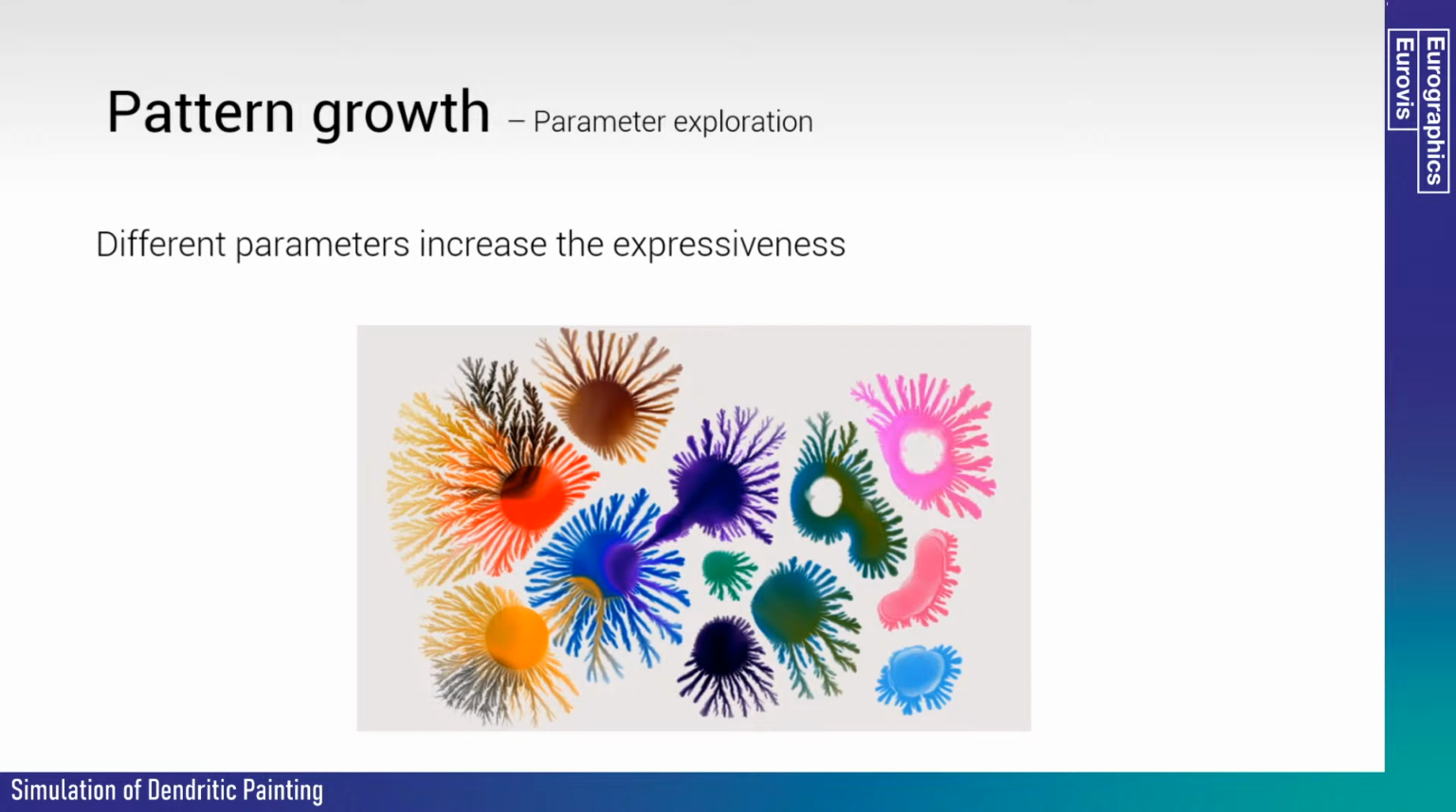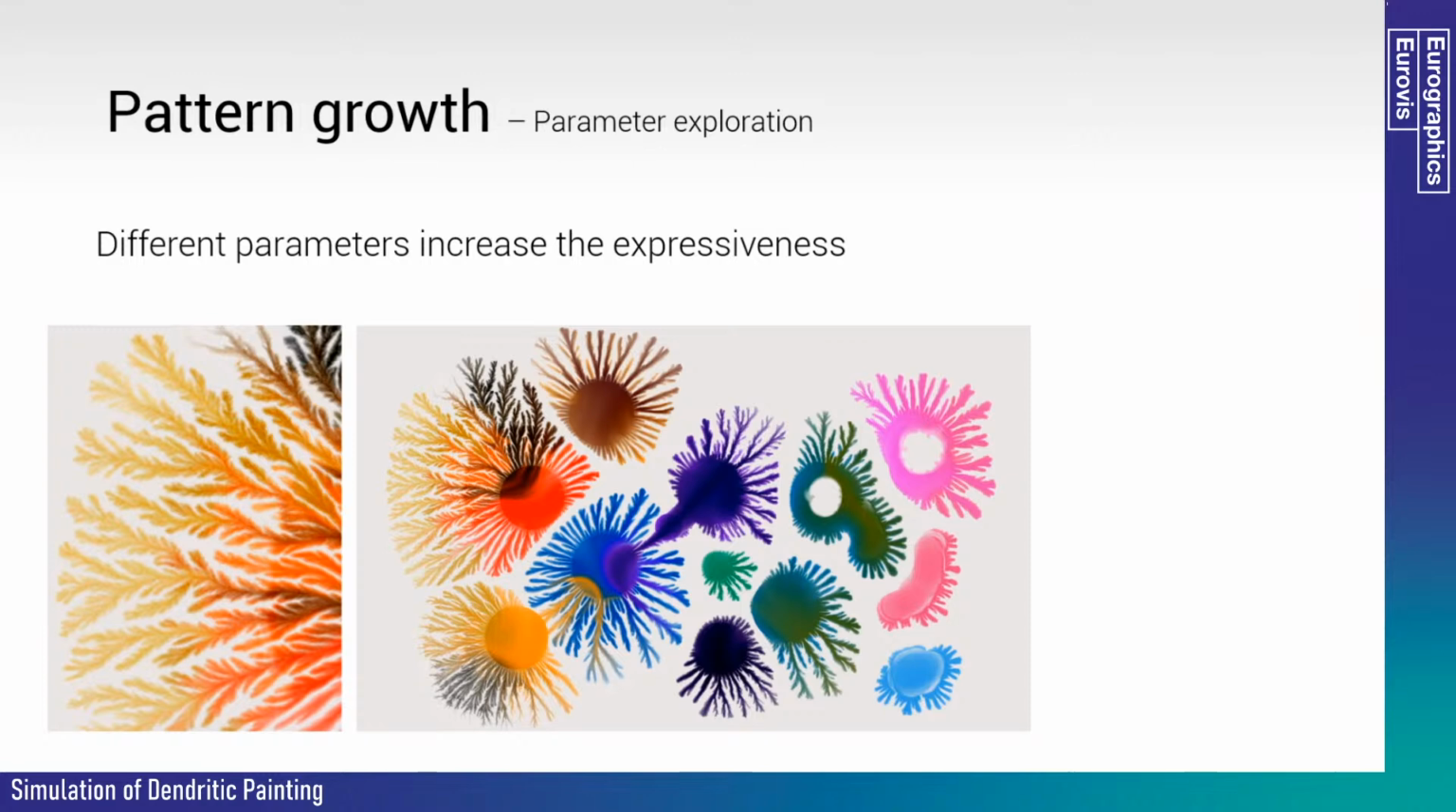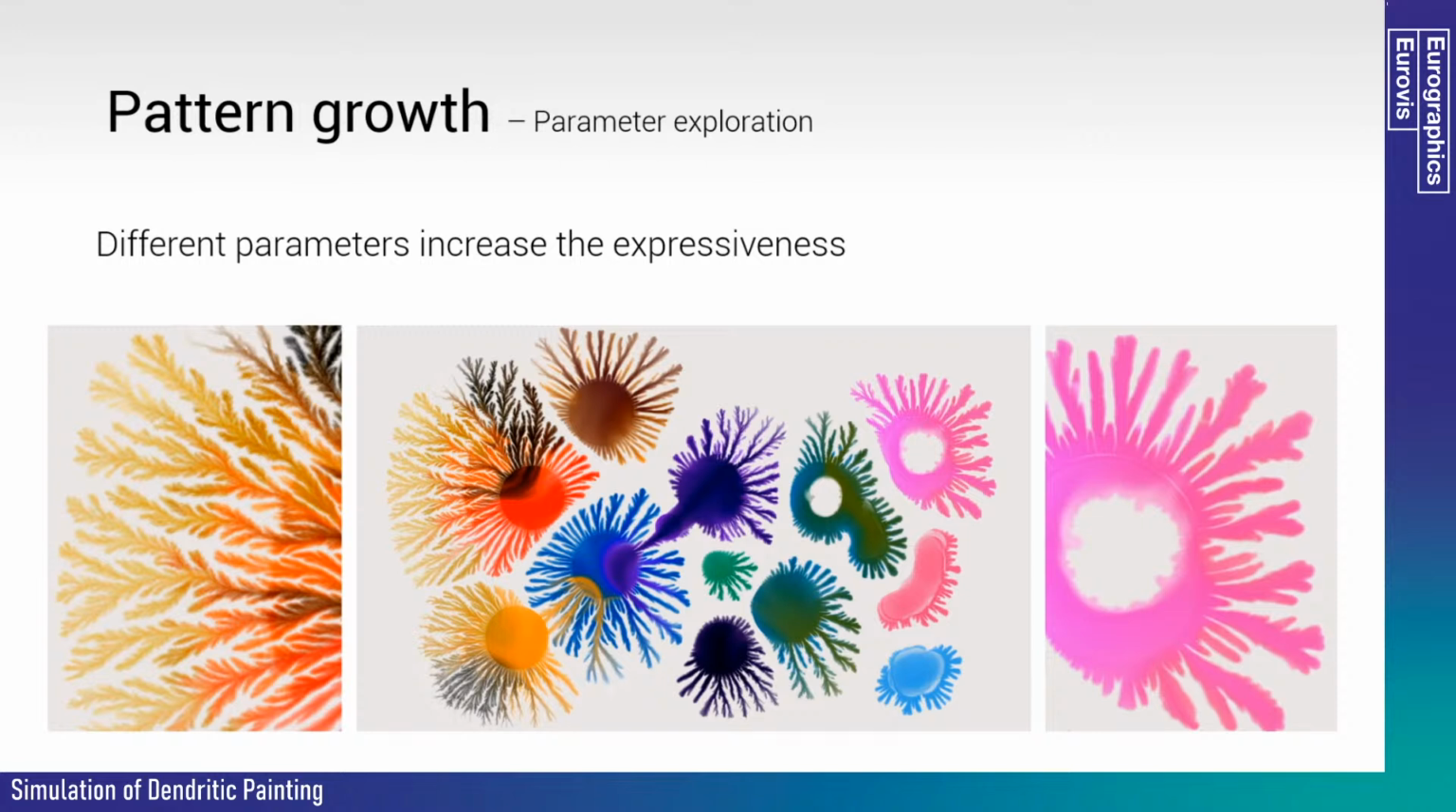This ability to change the shape of the patterns by modifying different parameters allows us to increase the expressiveness of our paintings, as we can see in this example. Here, we can see thin and organic branches, like the ones at the left of the painting, but we can also see other types of patterns with thicker branches, like the ones at the right of the image. This combination of different patterns makes the final painting visually richer and more complex.